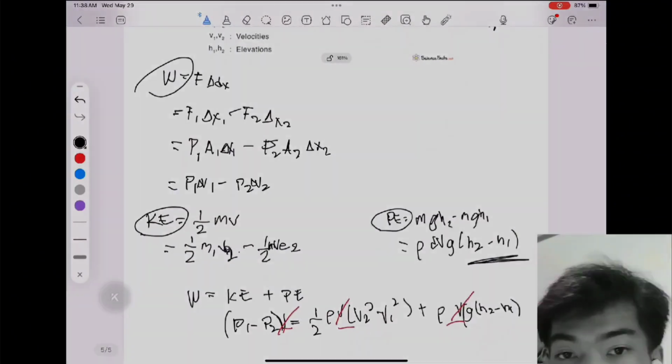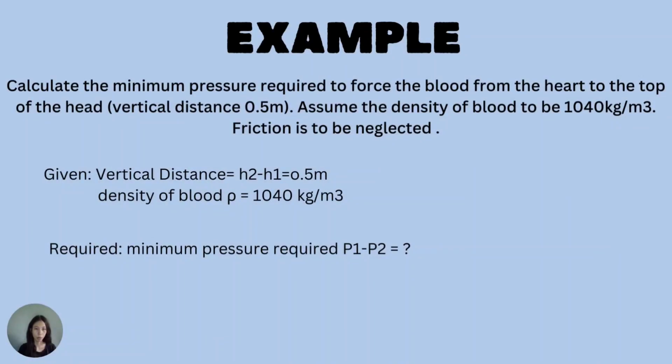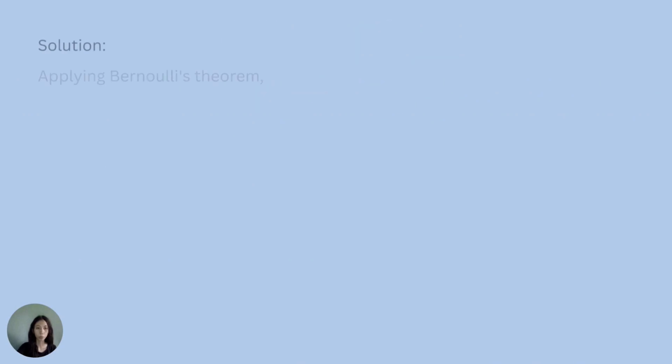Here is an example of a Bernoulli's problem. Calculate the minimum pressure required to force the blood from the heart to the top of the head with a vertical distance of 0.5 meter. Assume the density of the blood to be 1040 kg per cubic meter. Friction is to be neglected. The given values are the vertical distance, which is H2 minus H1 is equal to 0.5 meter, and the density of the blood, which is 1040 kg per cubic meter. The required value is the minimum pressure required, or pressure 1 minus pressure 2.